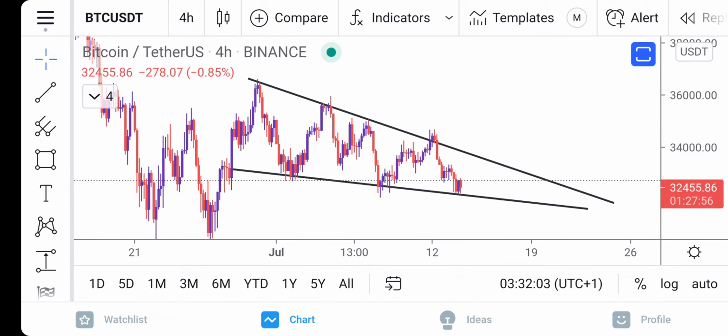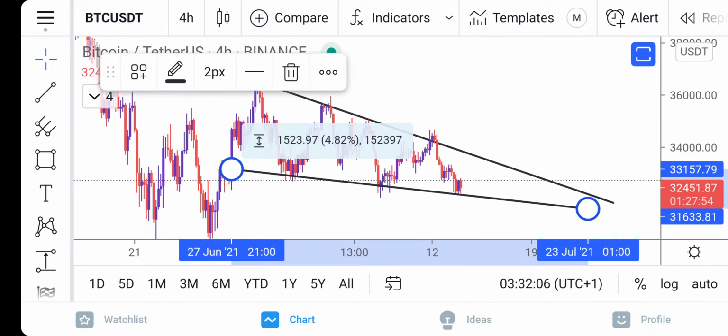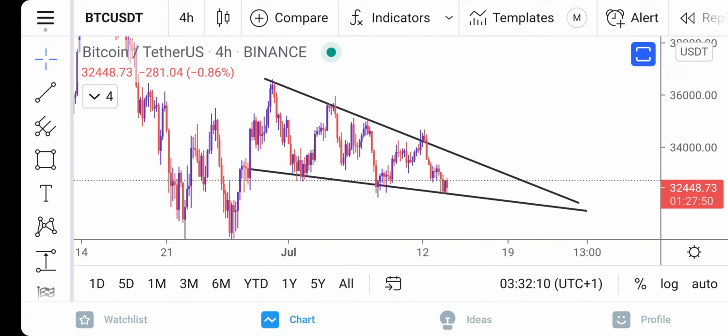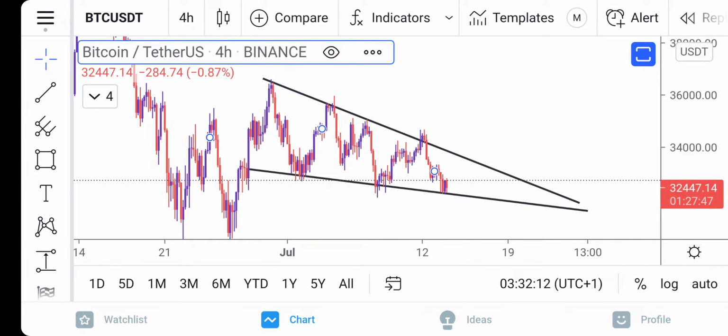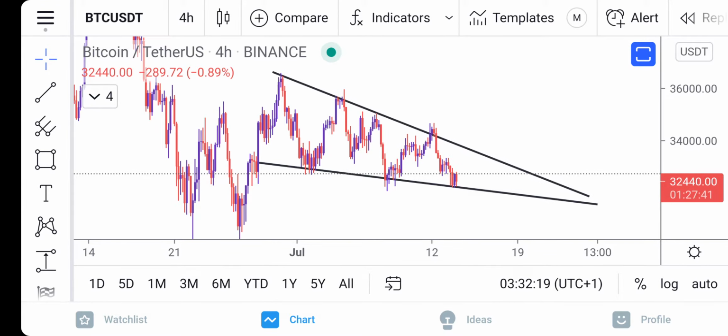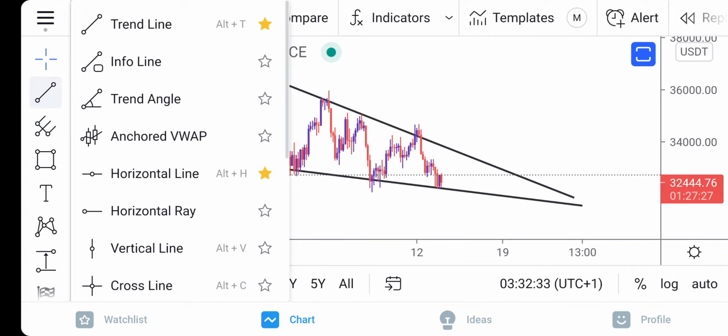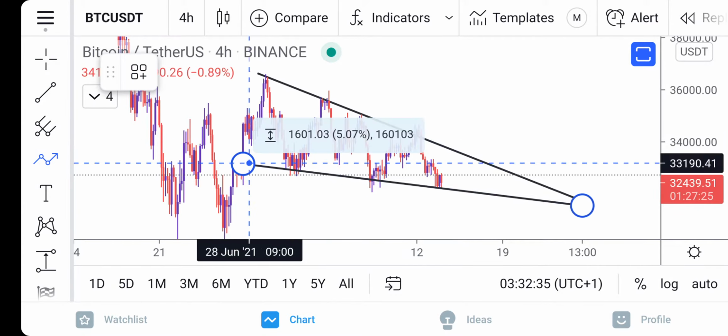So what chart pattern is this? This is a falling wedge. It's a falling wedge, which in normal technical analysis is bullish. A falling wedge is a bullish chart pattern. So now let me analyze what is happening inside this falling wedge.